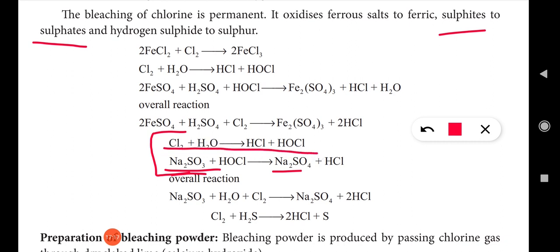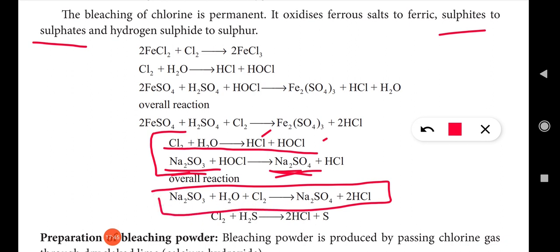Chlorine dissolved in water forms HCl and HOCl. Then Na2SO3, sodium sulfite, when added to hypochlorous acid, HOCl, will form Na2SO4. So Na2SO4 is nothing but sodium sulfate. So this is the overall reaction. Sodium sulfide reacts with chlorine, is oxidized by chlorine to form sodium sulfate, along with the formation of hydrochloric acid.